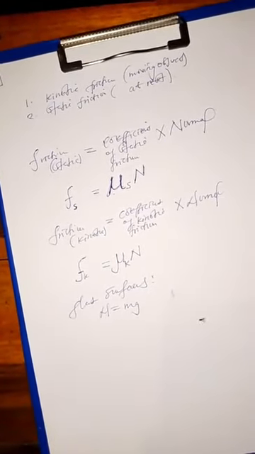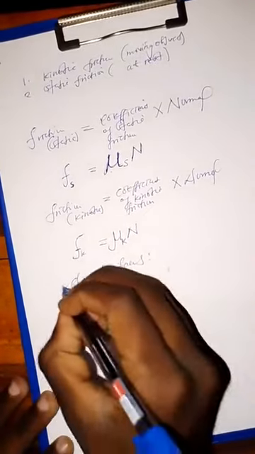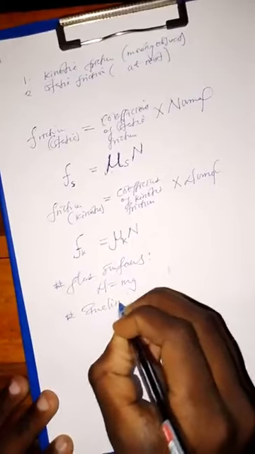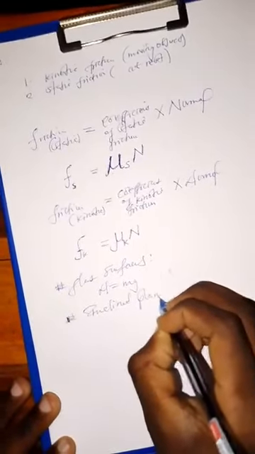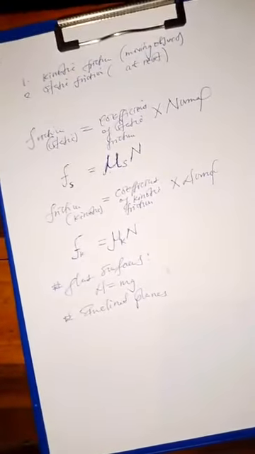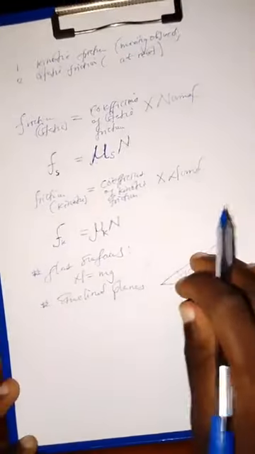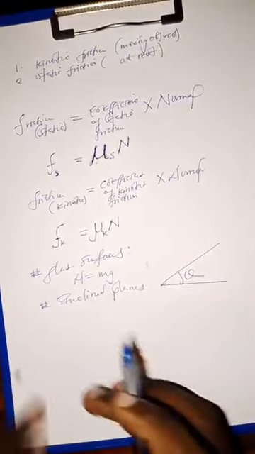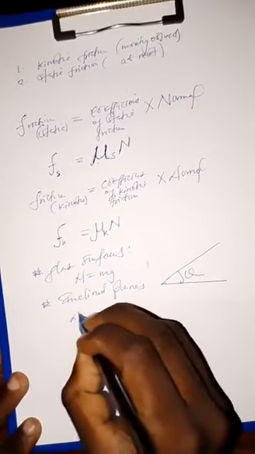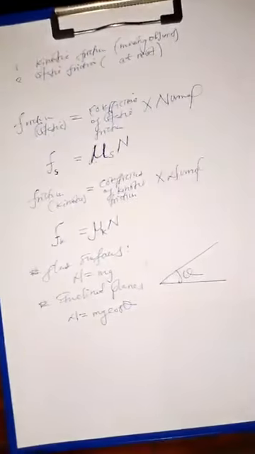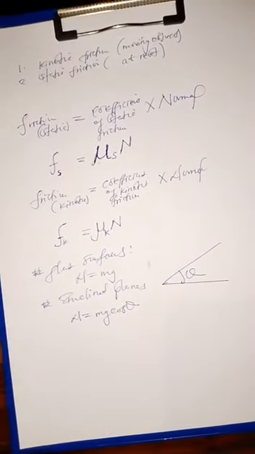Now for inclined planes, by inclined plane, you know what I'm talking about. It's inclined at an angle like this. So this is an inclined plane. The normal can be equal to mg cos theta, but I will show you this one later.